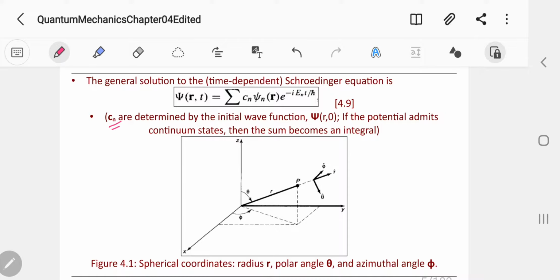If the potential admits continuum states, like the wave packet, for example, then the psi would be in the form of an integral. This would be an integral if the energy is continuum, or if it is determined by a continuum variable.